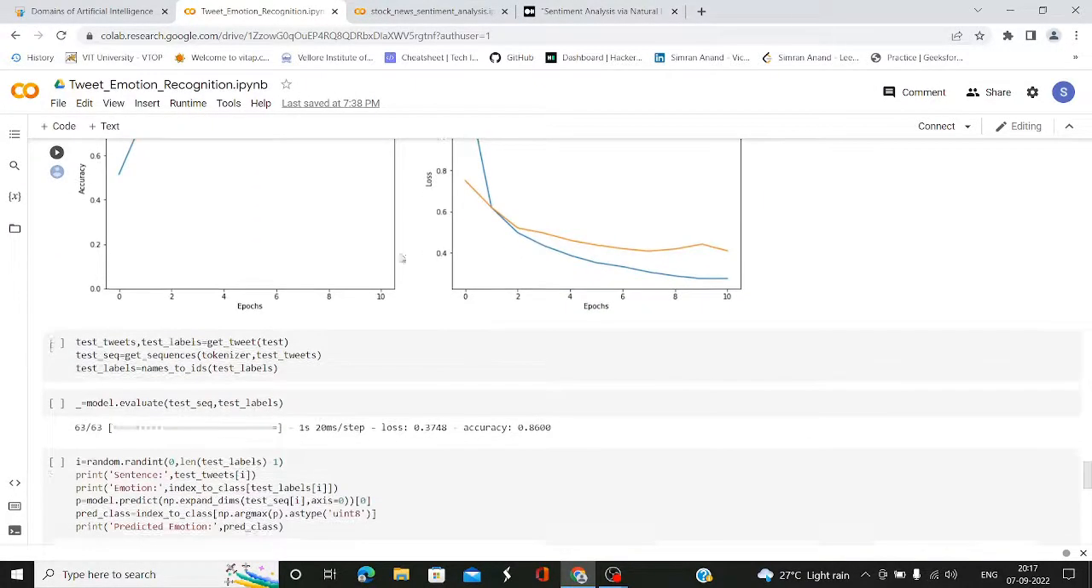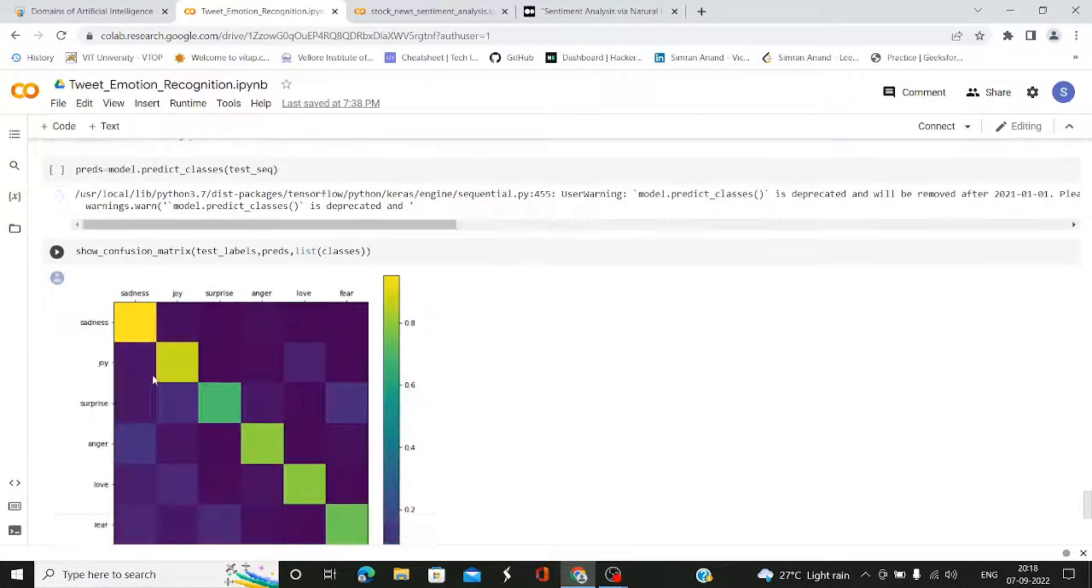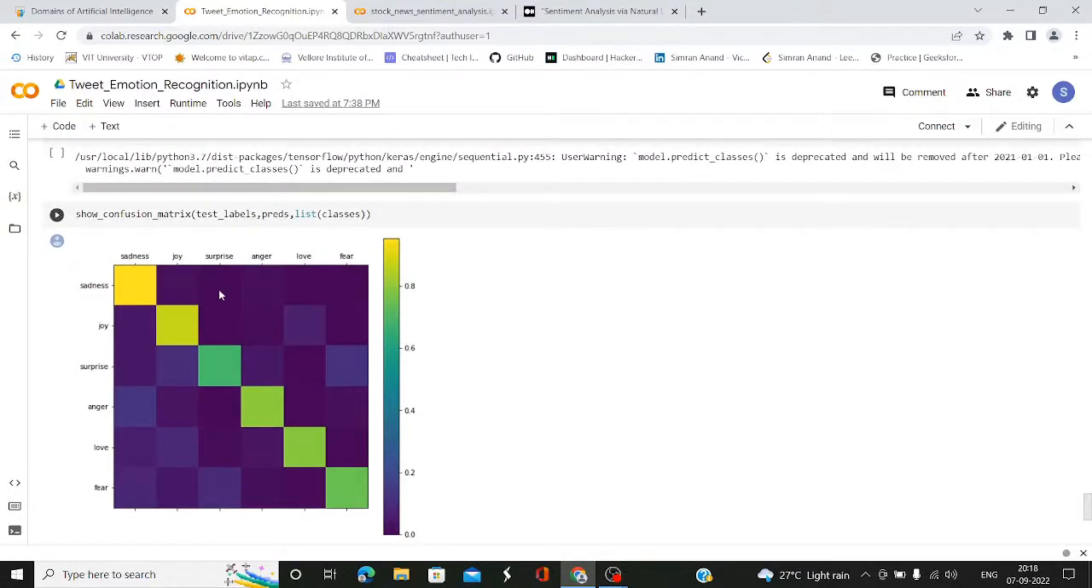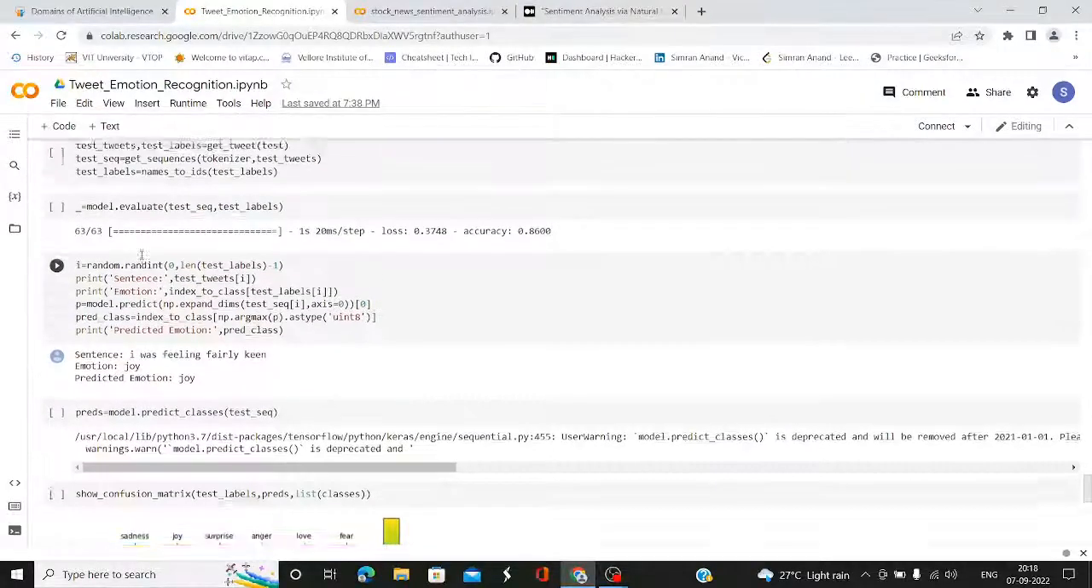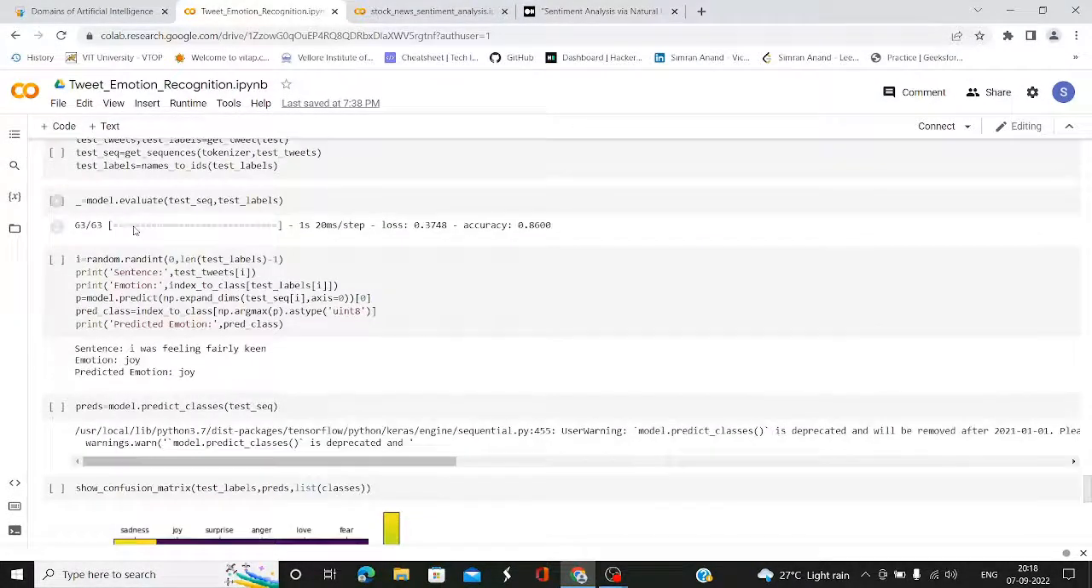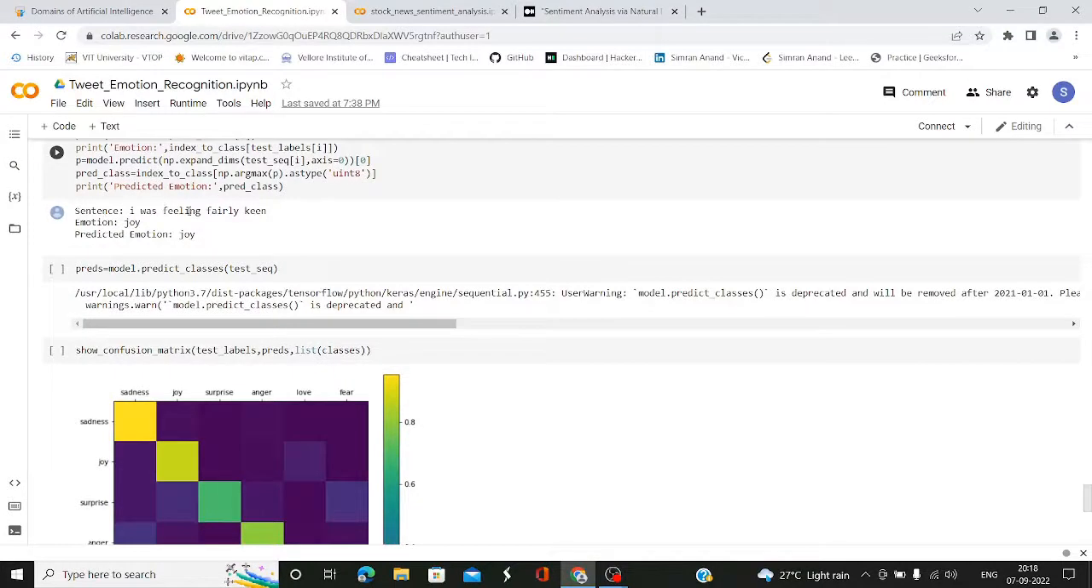This is the history which is shown in the graph. And finally, the confusion matrix, which is going to give me the final exact measure of whether the text is positive, negative, or neutral, or what is the hidden sentiment, the hidden emotion behind that tweet. Is it sadness, joy, anger, surprise? That is given to me after evaluating. So after I've evaluated and tested the model, you can see the sentence here says, I was feeling fairly keen. Now, I was feeling fairly keen, obviously, is a positive sentence. Now, what is the hidden positive? Is it joy or is it surprise?